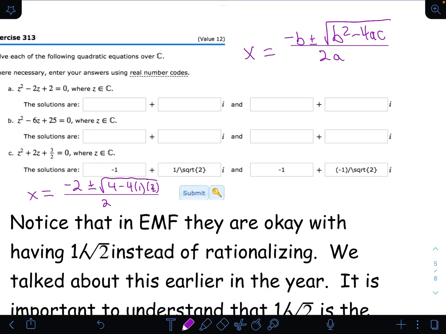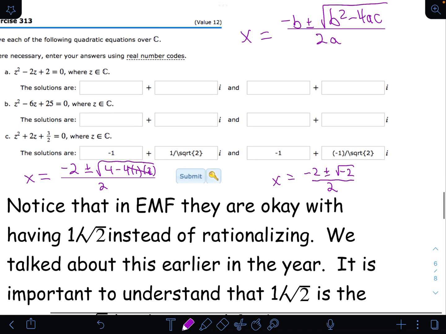When I take 4 times 1 times 3/2, that's 6, so I have 4 minus 6. So I wind up with negative 2 plus or minus the square root of negative 2, all over 2. This will, of course, simplify, because I have negative 2 over 2, which is clearly negative 1, and then the root of negative 2 over 2, like this.